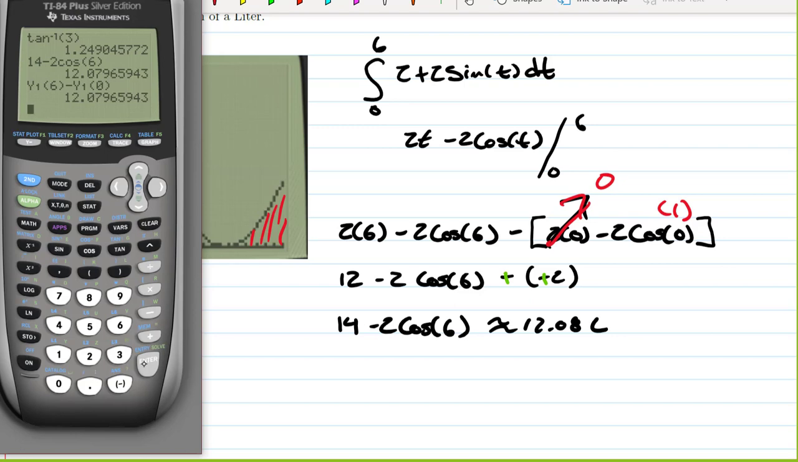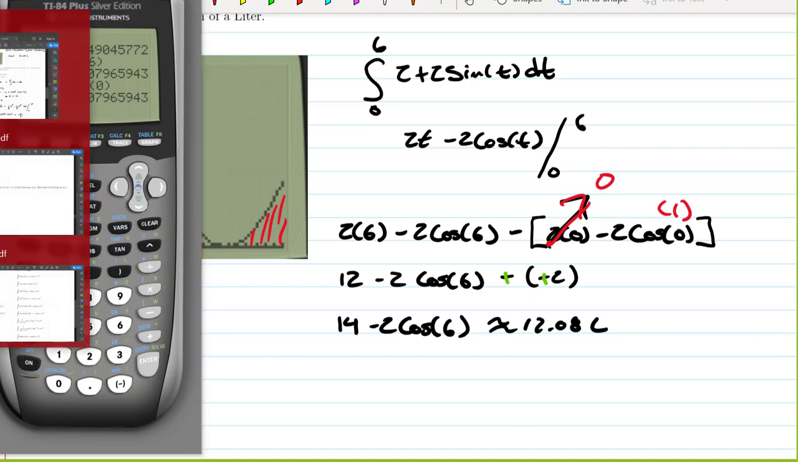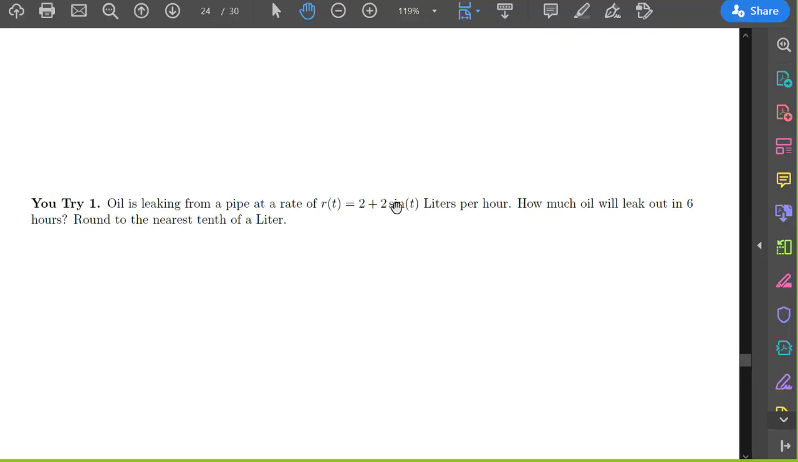So after you've done the calculus and found the antiderivative, by all means, outsource the arithmetic to your calculator to get the approximation. Some problems will ask for exact answers, so if there's things like pi floating around, you'll have to resort to doing the actual arithmetic, but most of the time you'll be able to just approximate doing something like this. All right, let's take a look at our next example.